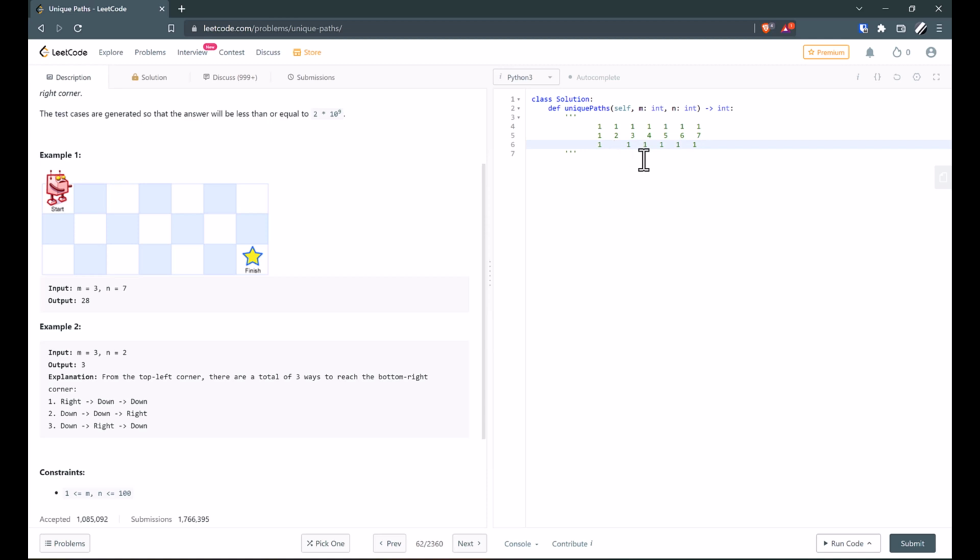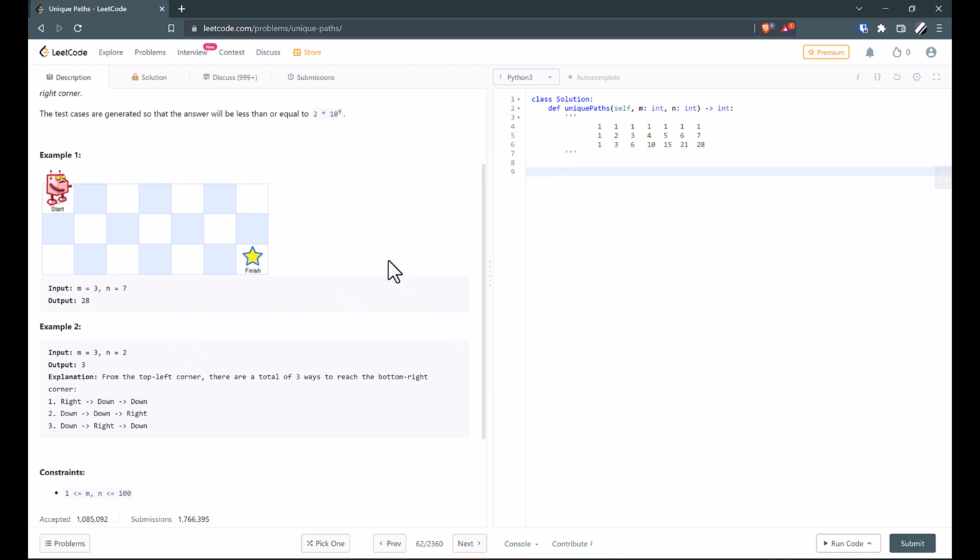So here 2 plus 1 would be 3, 3 plus 3 would be 6, 6 plus 4 would be 10, 10 plus 5 would be 15, 15 plus 6 would be 21, and 21 plus 7 would be 28. So to reach this position we have 28 unique possible paths. Let's try to code this now.